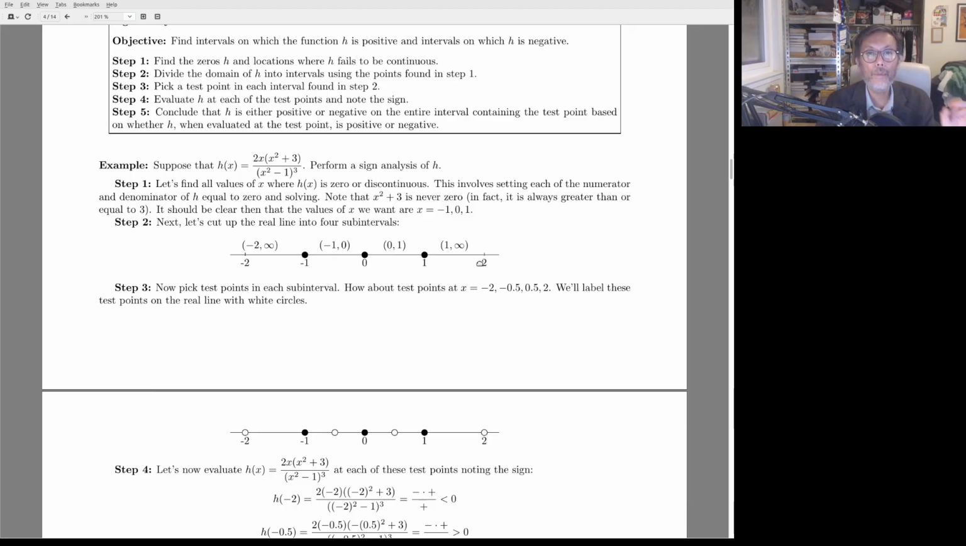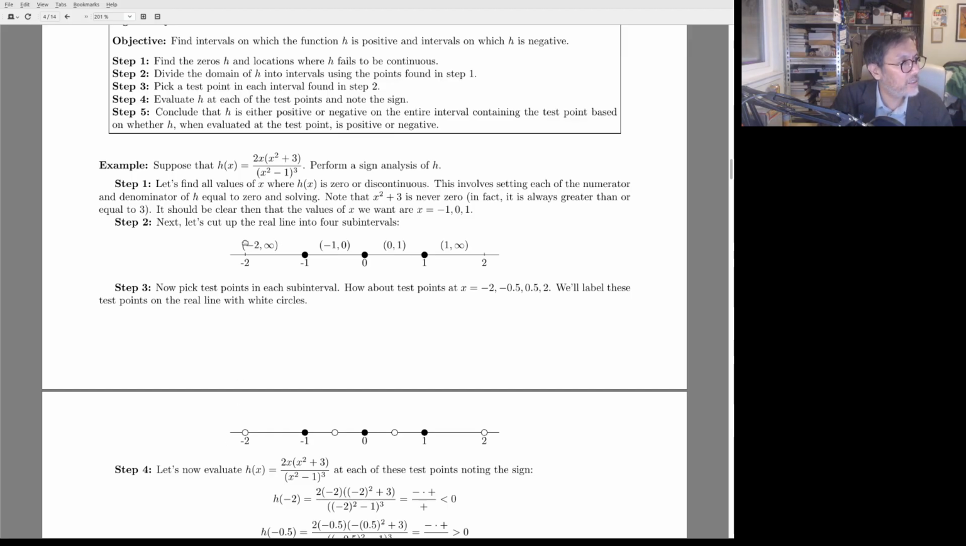Step 3, I'm going to pick test points in each subinterval. So I've done that in this picture here. You see these white solid circles here, here, here, and here? These represent each one choice from each of the subintervals. Now, I have to emphasize, these are choices that we are making, but it doesn't matter what choice you make. I could have, instead of choosing, for example, -2, I could have chosen -200. I just need to pick something from this interval, from negative.